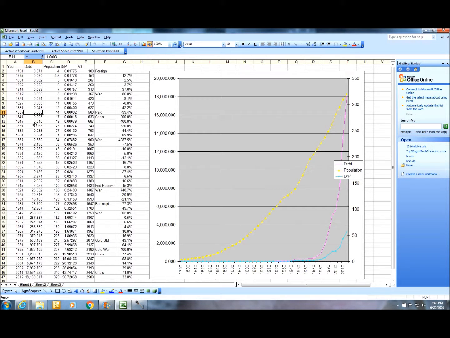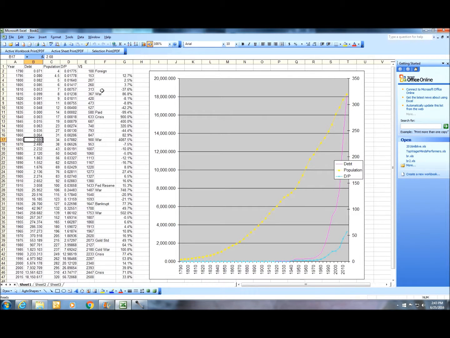1835. And then we had a crisis after it, but it didn't quite pop up, like $3 million, $15 million, 63, 35, 64, and then boom. Popped up to 2 billion, 2.6 billion from 64 million. That was due to the Civil War.